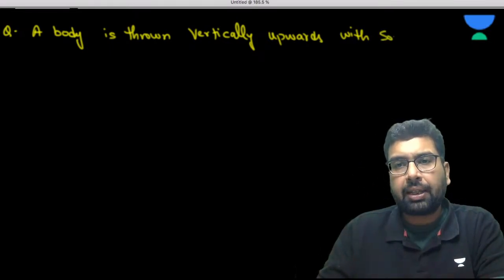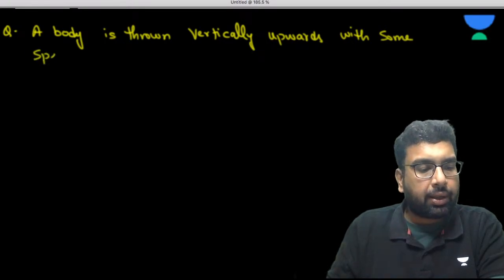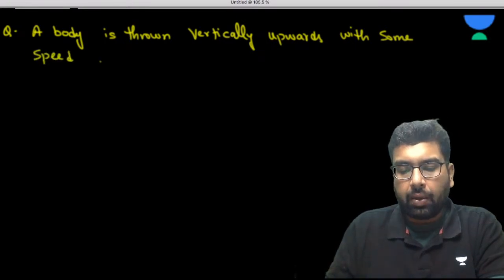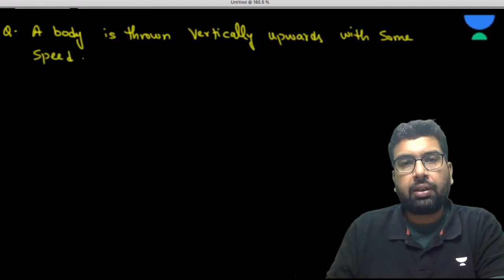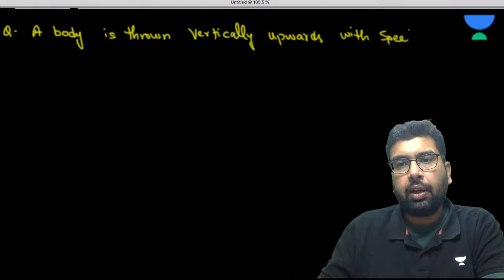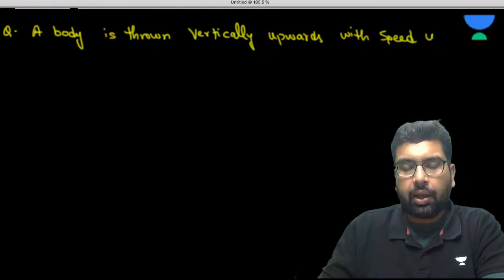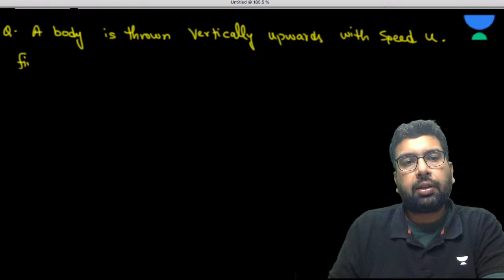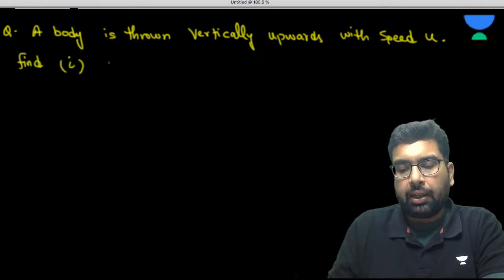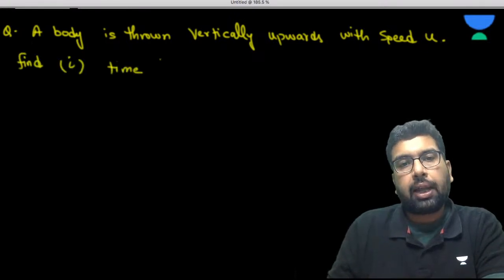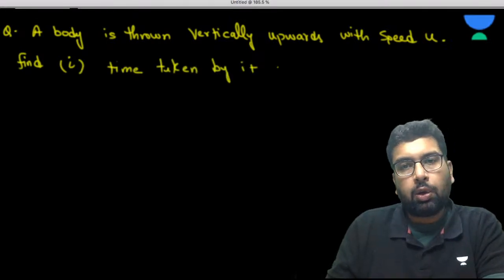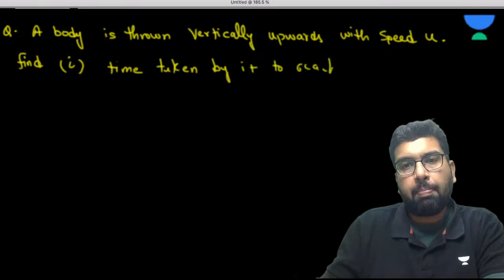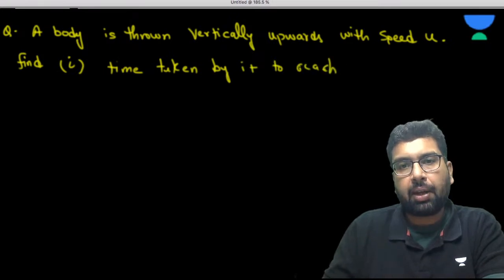With some speed. Let's say with some speed. Okay. Now with some speed u, or I'll just write with speed u. Okay. Now what you need to find? So let's start doing it. So first find the time taken by it to reach maximum height. The time taken by it to reach maximum height.